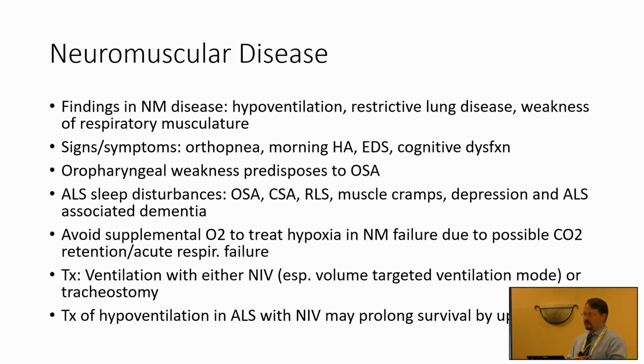And kind of the prototypical neuromuscular illness, amyotrophic lateral sclerosis, ALS, or Lou Gehrig's disease, is associated with a number of different possibilities, including both types of sleep apnea, restless legs, a lot of muscle cramps, depression, and even a dementia associated with ALS. In these individuals, you want to avoid using supplemental O2 to treat their hypoxia due to possible CO2 retention precipitating acute respiratory failure. Treatment is ventilation with non-invasive ventilation, in particular volume-targeted, or tracheostomy.